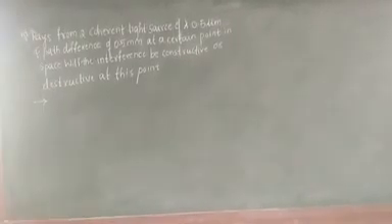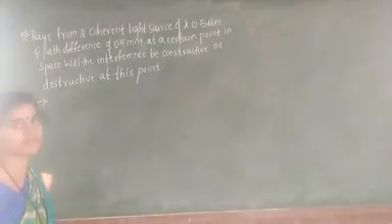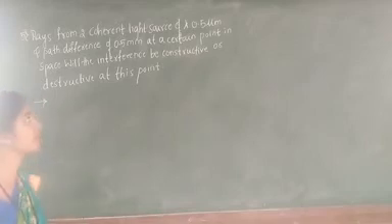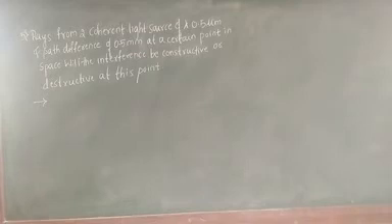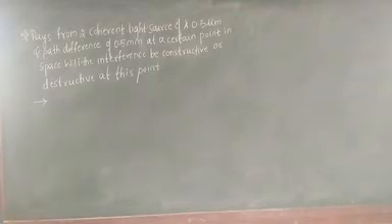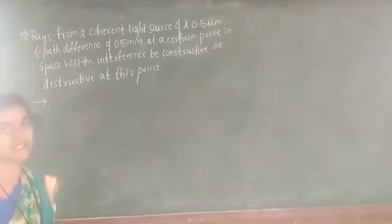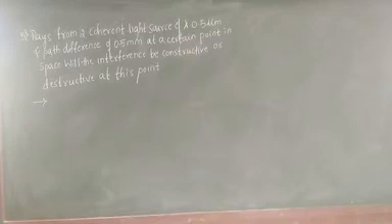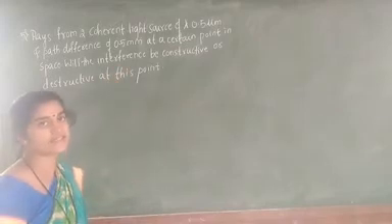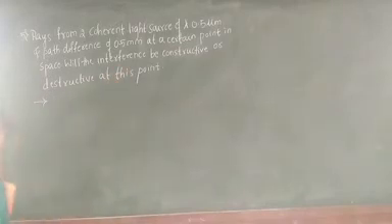Now next question. The rays from two coherent light sources of lambda 0.5 micrometer and a path difference of 0.5 millimeter at a certain point in space. Will the interference be constructive or destructive at this point? Here we have to tell whether the interference at the point is constructive or destructive.